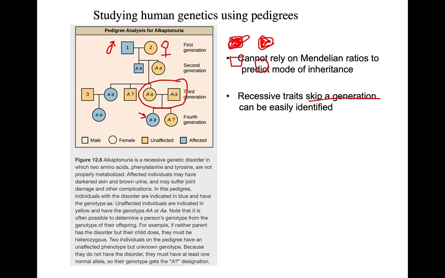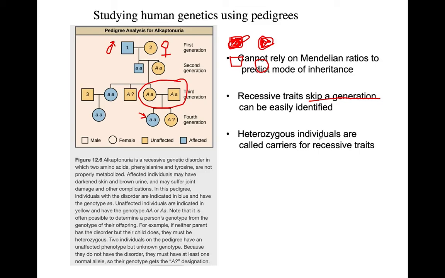So therefore, if you're looking for clues as to the type of inheritance of a particular disease, try to see if you can find instances where the person who carries the disease skips a generation. When we say skips a generation, we don't mean the entire generation. Just find parents that don't express the disease, but all of a sudden they have children that do.